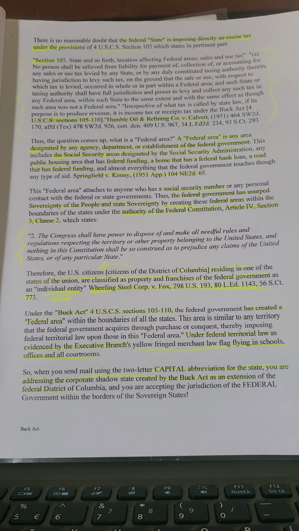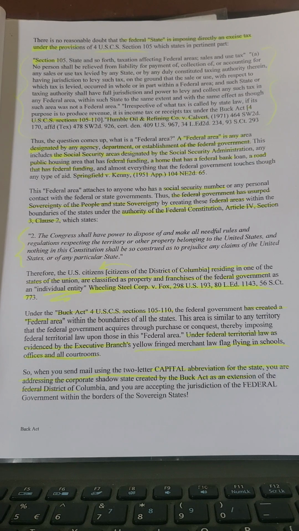and such state or taxing authority shall have full jurisdiction and power to levy and collect any such tax in any federal area within such state to the same extent and with the same effect as though such area was not a federal area, irrespective of what the tax is called by state law, if its purpose is to produce revenue. It is income tax or receipt tax under the Buck Act, 4 USCS Section 105 through 110.